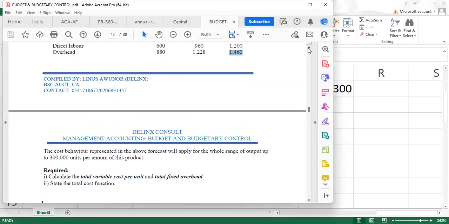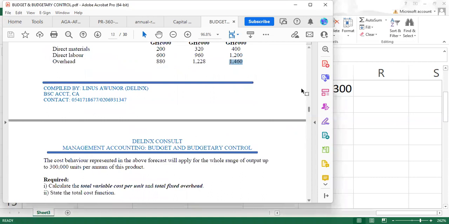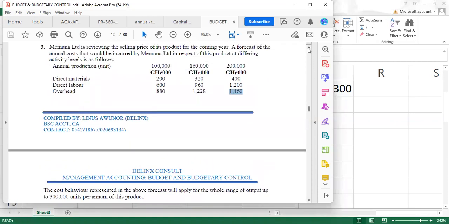All right. Let's look at question 2. Please, I have a question to ask. Okay, ask. The preamble after the question says the cost behavior represented in the above forecast will apply for the whole range of output up to 300,000 units per annum. So my question is, assuming the output was above 300,000 units. There will be additional information saying that if the output level is beyond 300,000, the company has incurred additional fees overhead cost of this.